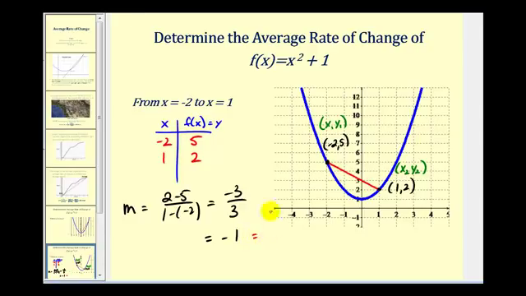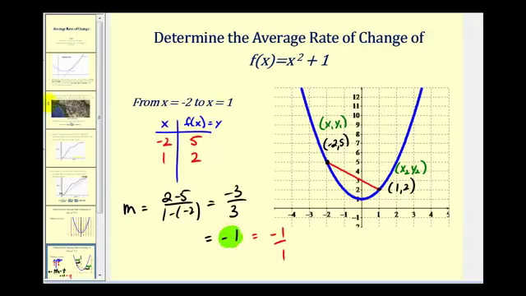But to add some meaning to this, we'll go ahead and write this as a fraction, -1 over 1. That tells us that from x equals -2 to x equals 1, as x increases by 1, y decreases by 1. So even though in fraction form it's more meaningful, when giving your answer, you always want to have it in the simplest form, meaning your average rate of change would be -1 for this problem.